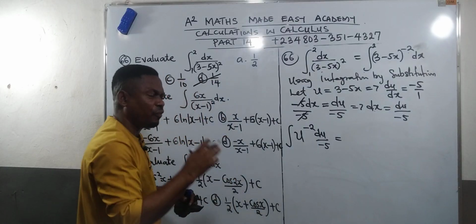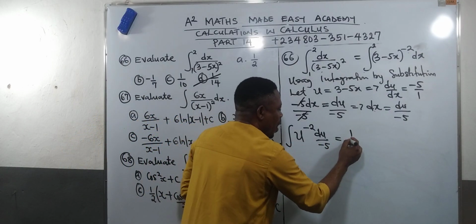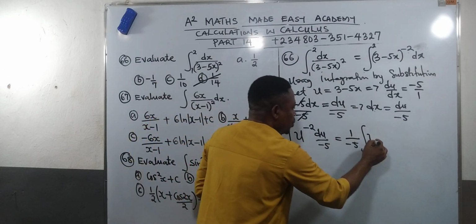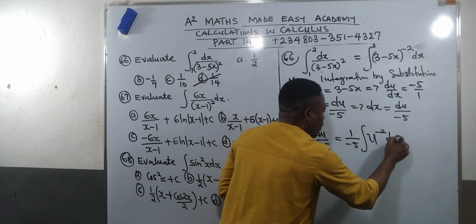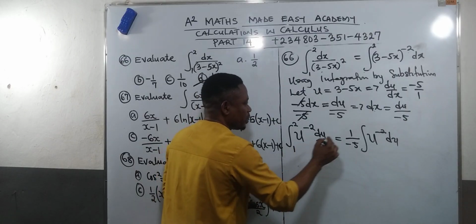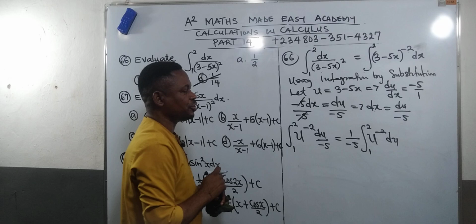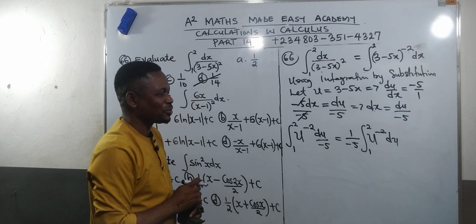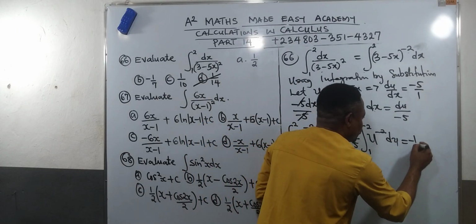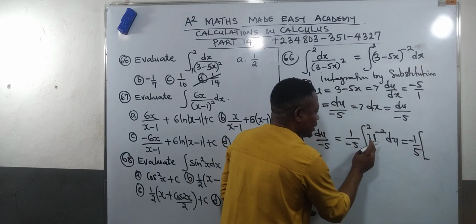So can we integrate? But first of all, factor this minus 5 outside so that it becomes 1 over minus 5, left with the integral of u raised to the power minus 2 du. Don't forget the upper limit 2, lower limit 1. Then finally integrate u raised to the power of minus 2 using the general formula. Then I will now encounter minus 1 over 5 because it's the same thing. Then open the bracket, integrate this.